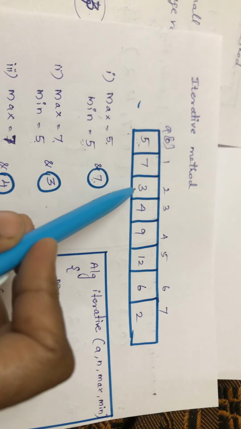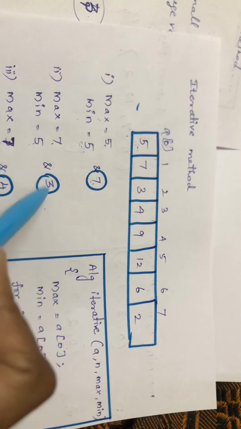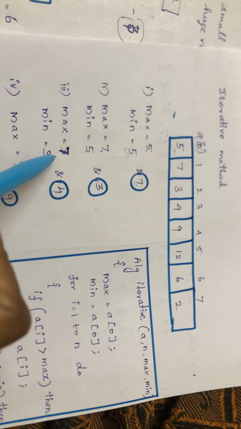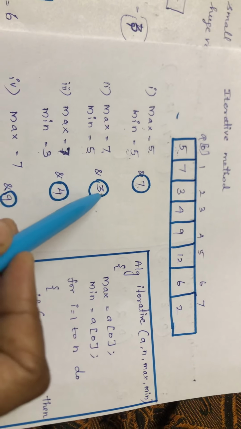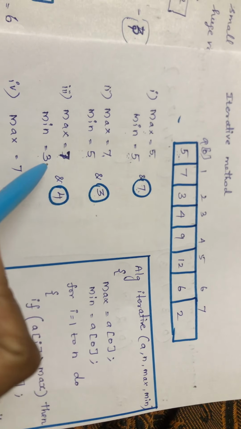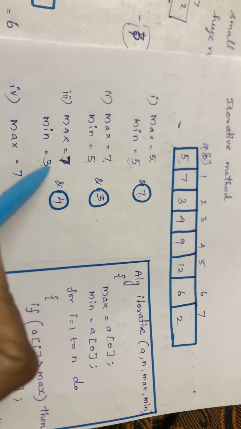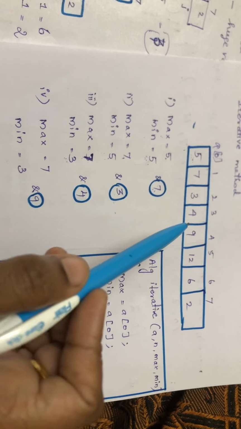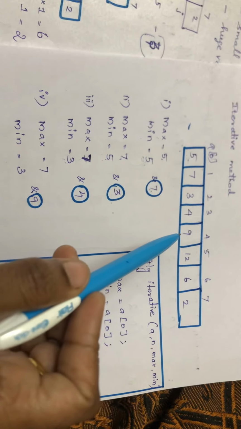The next one is 3. Compare with 7 and 3. Here the maximum is 7, so 7 remains. Then compare 5 and 3. Here 3 is the minimum value. So change it to 3.